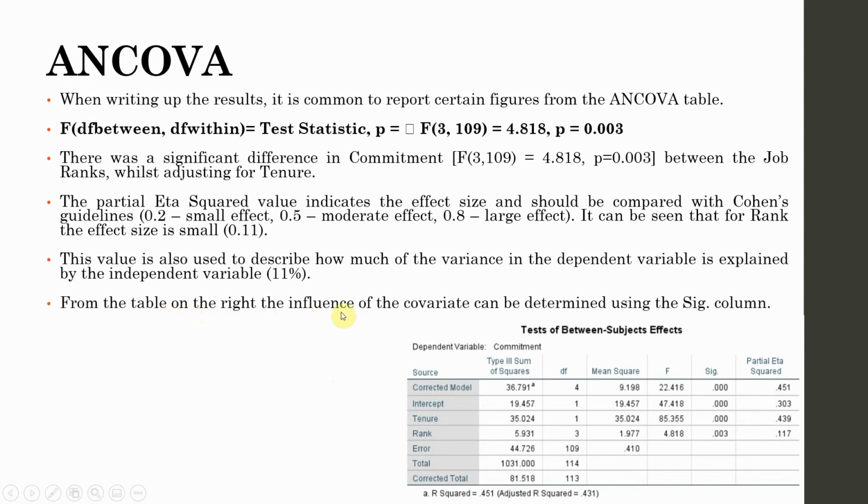From the table on the right, the influence of the covariate can be determined using the significance column here. Now this is significant, so job rank has a significant impact on commitment.